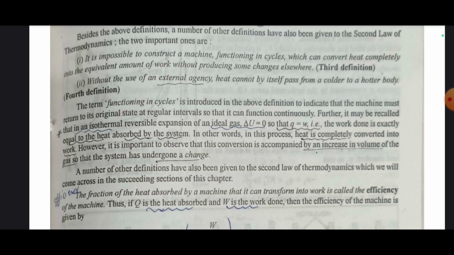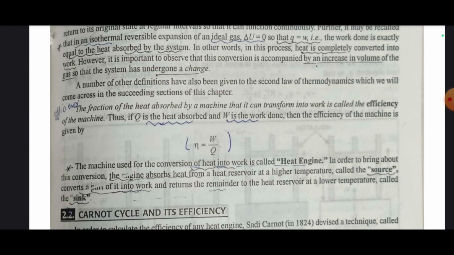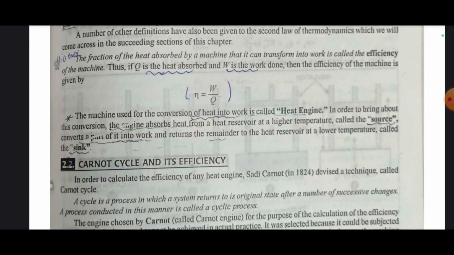The fraction of heat absorbed by a machine that it can transform into work is called the efficiency of the machine. Thus, if Q is the heat absorbed and W is the work done, then the efficiency of the machine is given by W by Q. The machine used for the conversion of heat into work is called a heat engine. In order to bring about this conversion, the engine absorbs heat from a heat reservoir at a higher temperature called the source, converts a part of it into work and returns the remainder to the heat reservoir at a lower temperature called the sink.